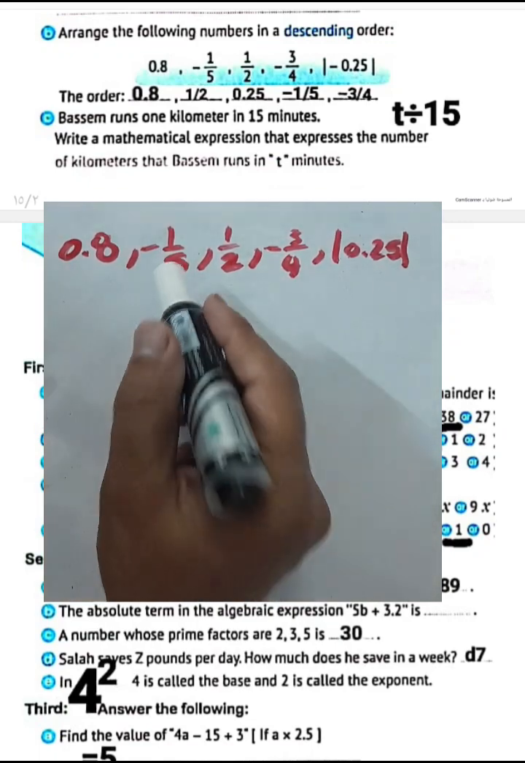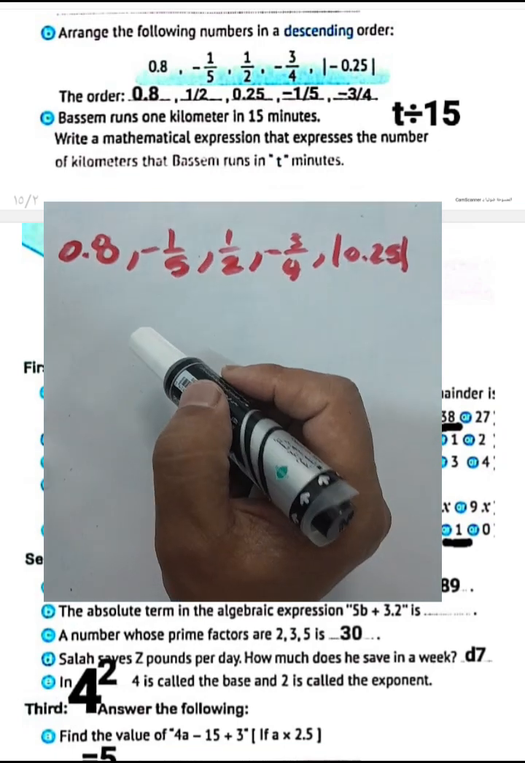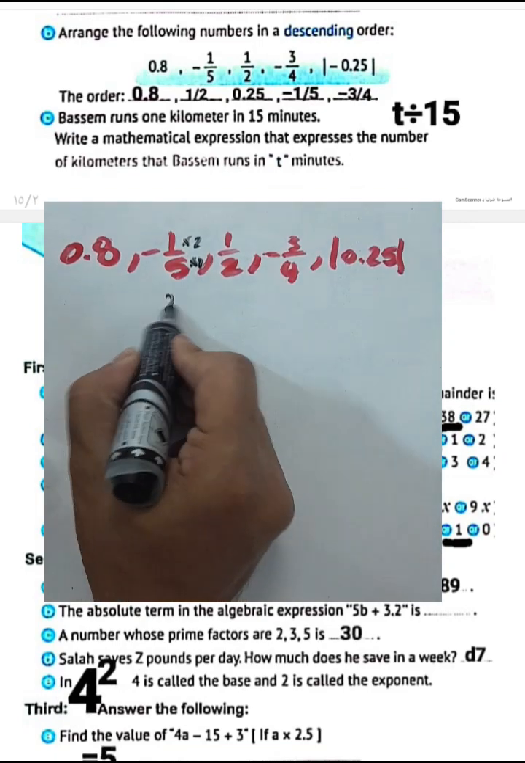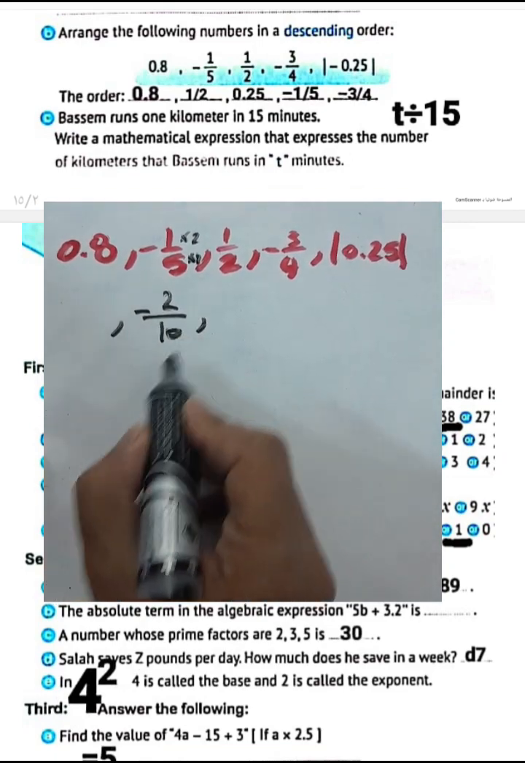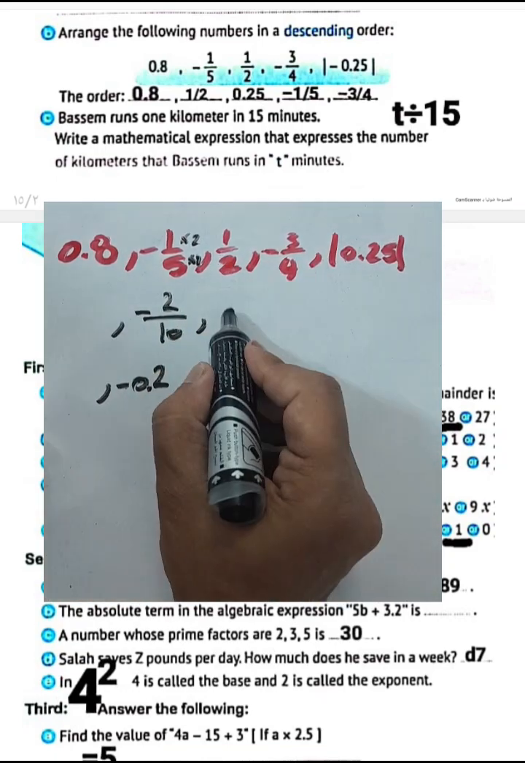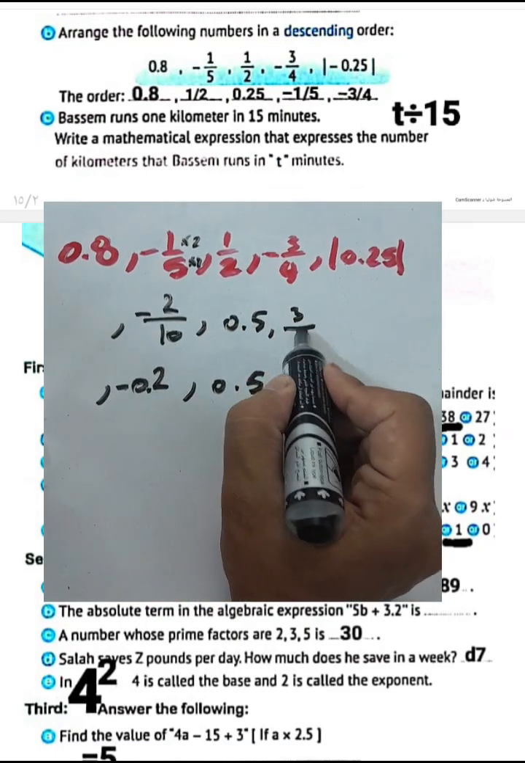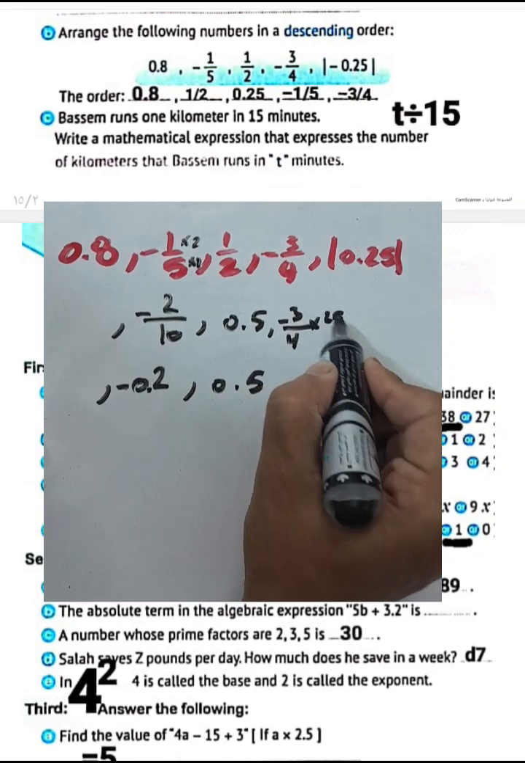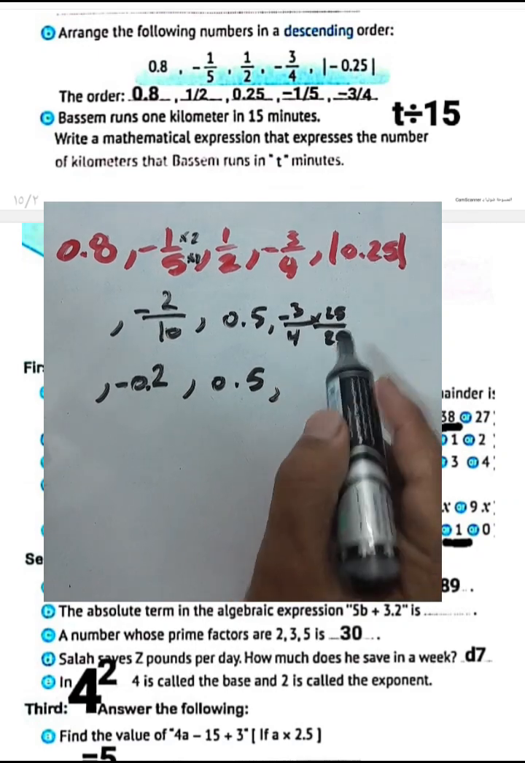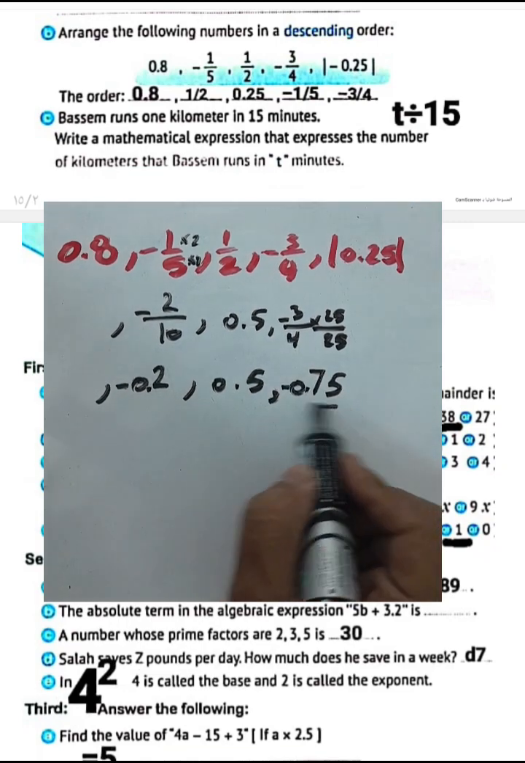1 over 5, we can convert it by multiplying the numerator and denominator. To convert the denominator 5 to 10, we multiply numerator and denominator by 2, and here it will be 2 over 10. Okay, it will be negative 0.2. And 1 over 2 will be half, 0.5. And 3 over 4, we can convert by multiplying numerator and denominator by 25 to make the denominator 100. It will be what? 3 times 25 equals 75. So the result will be 75 hundredths, and the negative sign behind it.